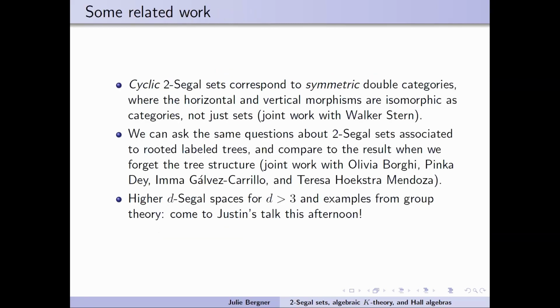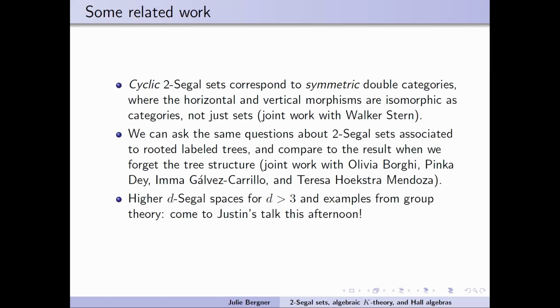So I will just finish by talking about a couple of other related things. First, a couple of things that I'm working on. If you take cyclic two Segal sets, so functors from Connes' cyclic category Lambda, we call them two Segal if their restriction to simplicial things is two Segal. Something that Walker Stern and I have been working on is that these correspond to what you might call symmetric double categories. This is where the horizontal and the vertical categories are actually isomorphic as categories, not just equivalent in a homotopy theory sense.